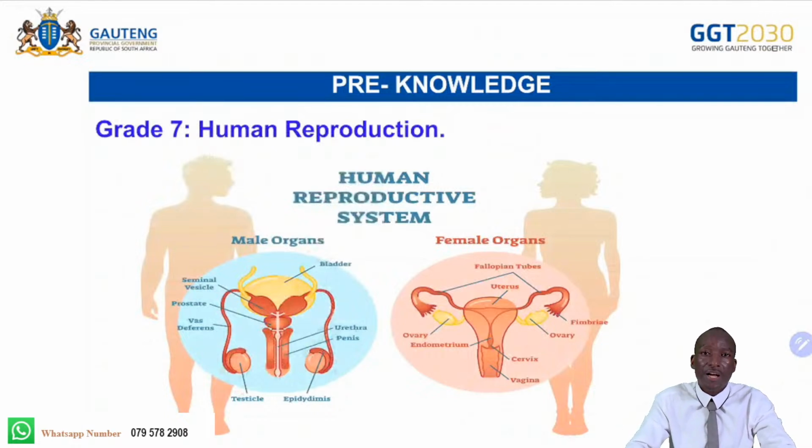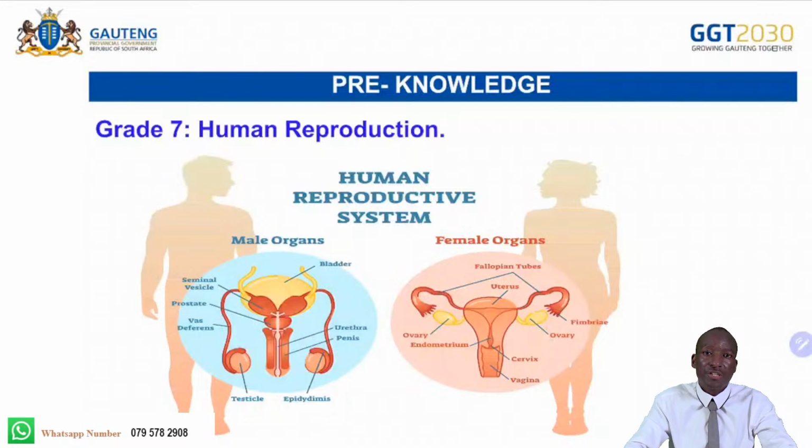If you go to the female reproductive system, there are also organs that are shown on the female side. That is the fallopian tubes that are shown there, the uterus, the ovary, the cervix, the vagina, as well as the endometrium. So in this lesson, we're going to be looking at each of those organs that are shown in each of those reproductive systems and the functions for each of those organs. Right, so that's what you need to recall.